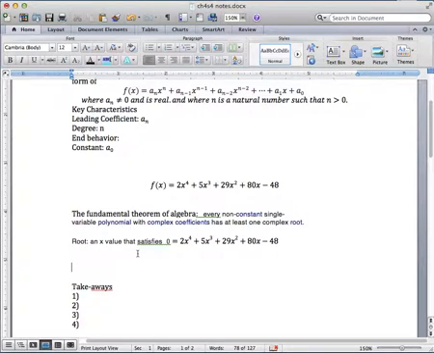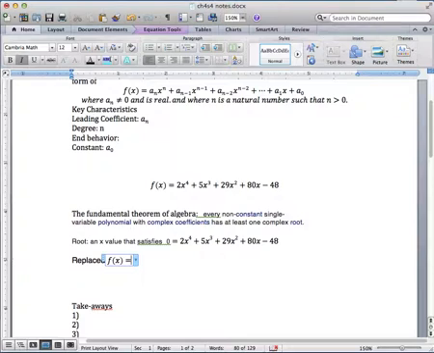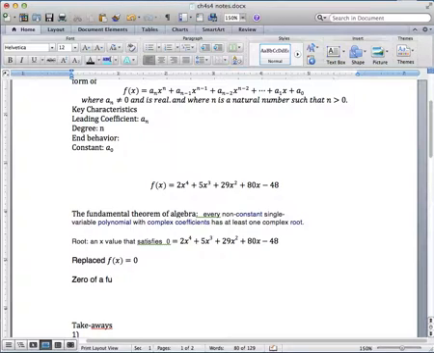Okay, so a root would be an x value that satisfies this equation, right? 0 equals this. Really what I just did is I replaced f of x with 0. So isn't that the same thing as a 0, right? A 0 of a function is an x value for which f of x equals 0, right? So that basically tells me that a root and a real 0 are the same thing, right?